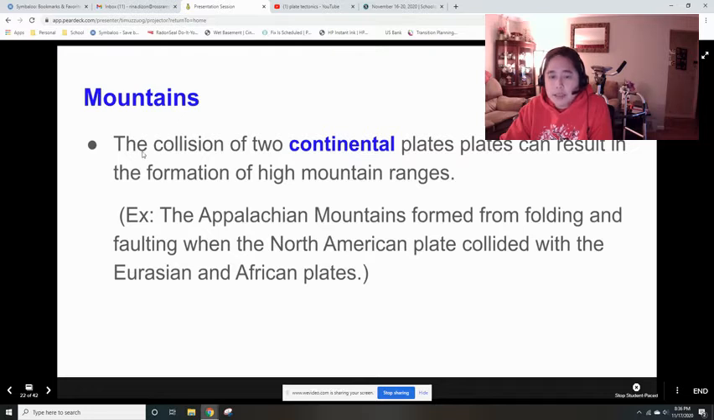Again, mountains are created when two continental plates run into each other. The Appalachian Mountains were formed when the North American plate collided with the Eurasian and African plates. That's another piece of evidence that proves those plates were once connected together at one point in time.